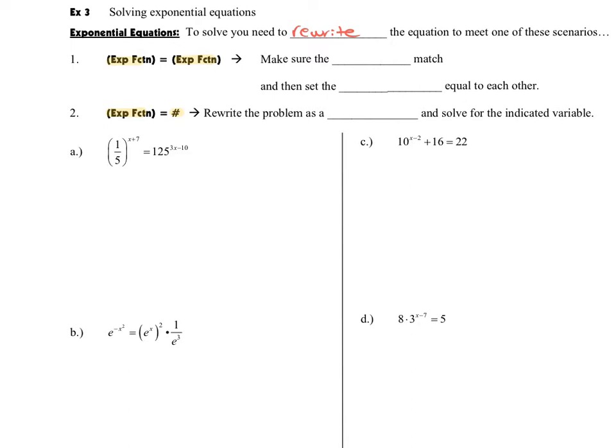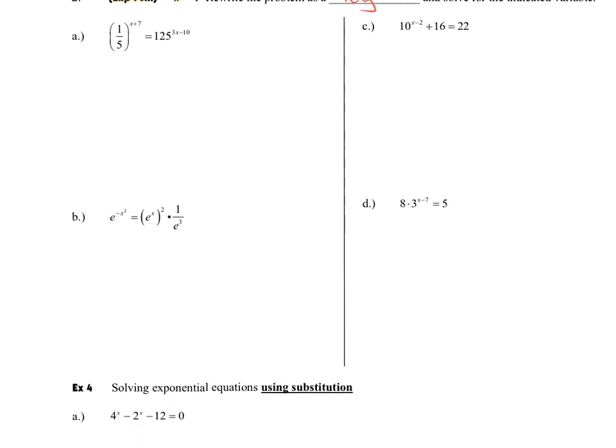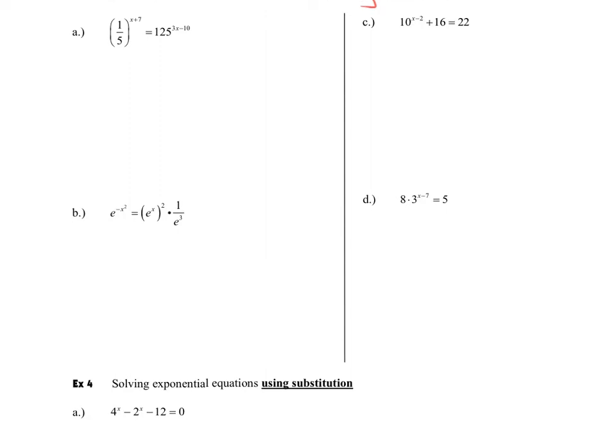When it's an exponential equal to an exponential, the first thing you want to do is make sure that the bases match. And then we're going to set the exponents equal to each other. If it's an exponential equal to a number, meaning you can't get the bases to match, we're going to rewrite the problem as a logarithm, in which case we'll have to do a decimal approximation. So let's take a look at these four scenarios, and then when we get to the bottom of the page, I have one that's just slightly different for us to work with.